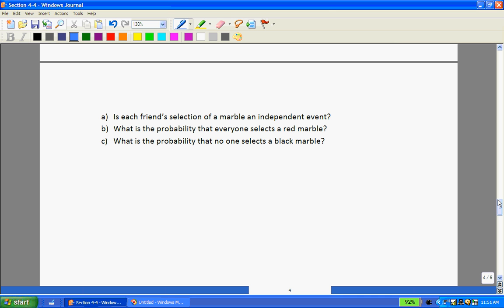Well, now that they are keeping the selection, it changes and it's going to alter what's going to happen on the next person's turn. So if the first person picks a red marble, the next person only has 4 red marbles to choose from. Whereas before, when they were putting the marbles back, each person had the exact same number of reds, blues, greens, and blacks to choose from. So this time, no, the selections are not independent.